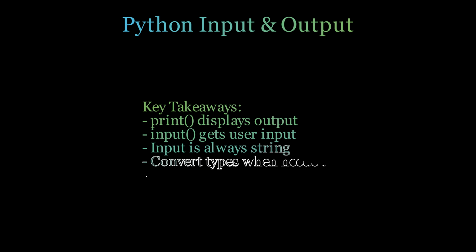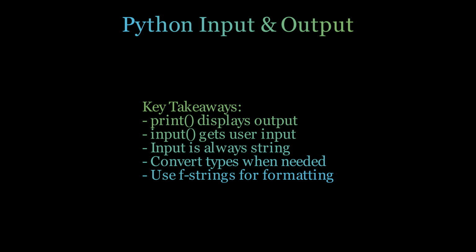Let's summarize what we learned today. The print function displays output, while input gets user input. Remember, input always returns strings, so you may need to convert them. And f-strings provide powerful formatting options. Now you're ready to make Python programs that interact with users.